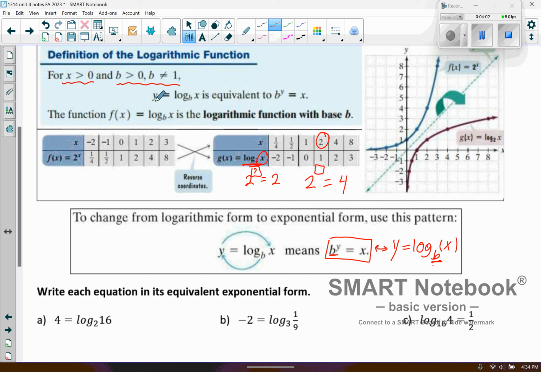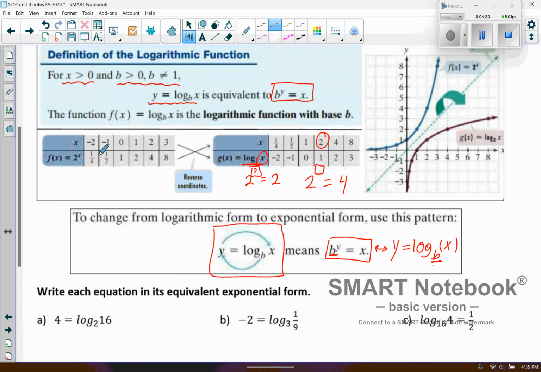Then we have y equals log base b of x, which is equivalent to what I was showing you earlier, b to the power of y equals x. You can see we have this pattern. Sometimes that helps students remember where each piece goes. Base to this power equals x. So b to the power of y equals x. That's a nice little way of remembering how to write that.